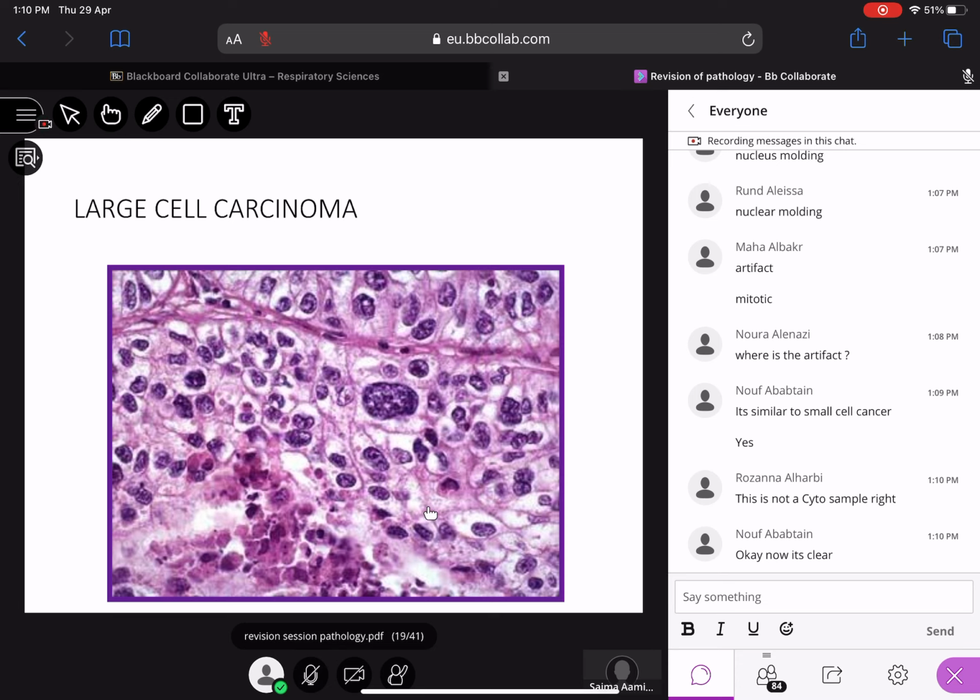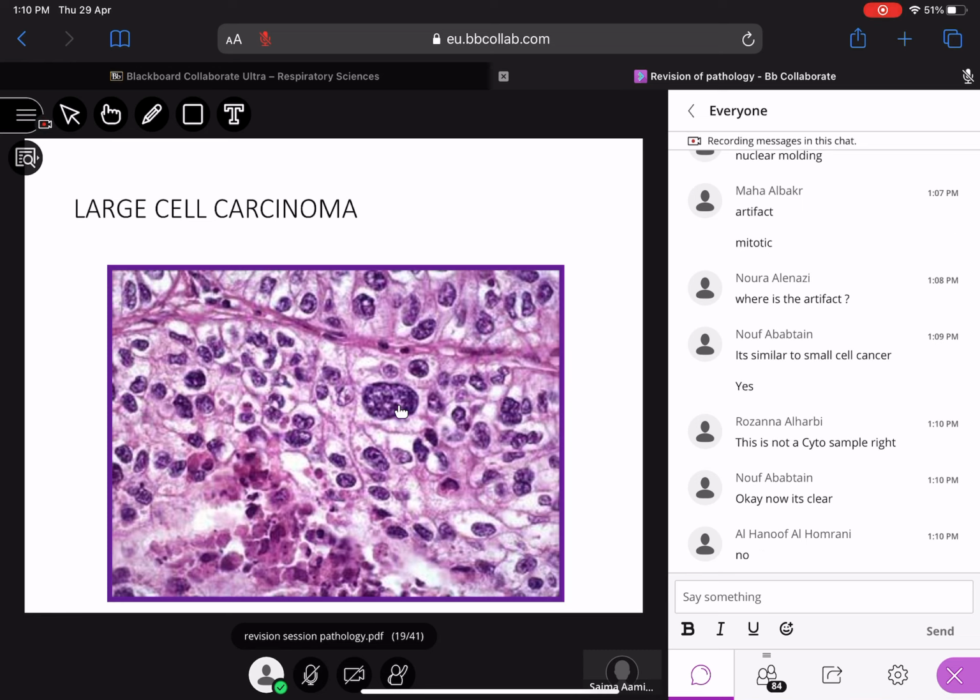So this is a biopsy sample. It doesn't show any glands. Does it show any keratin pearl? No. Does it show small cells? Does it show any nuclear molding? No. So the things are very, very different. So that's why you put it into the category of large cell carcinoma. Large cell is a poorly differentiated tumor, and when you do immuno, you will not find any positive marker in this case. So it's a large cell.